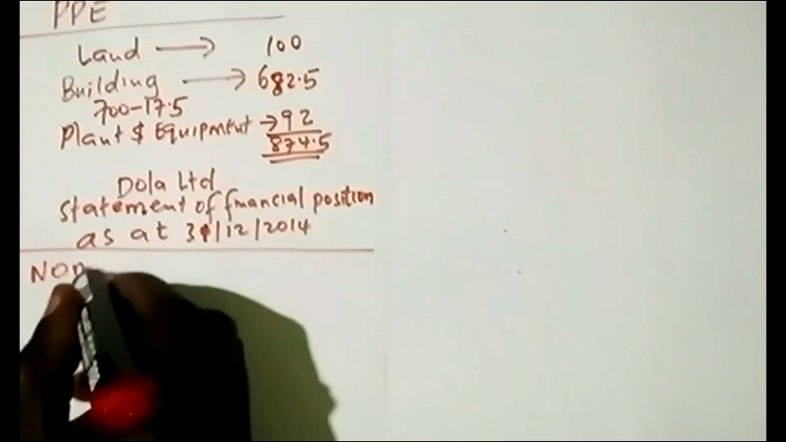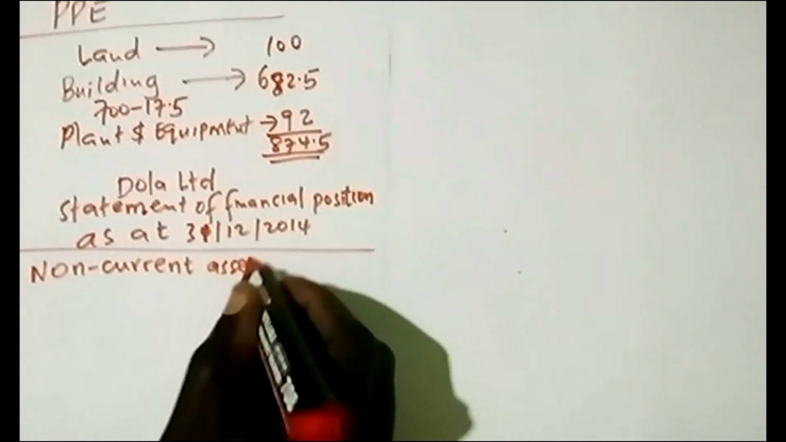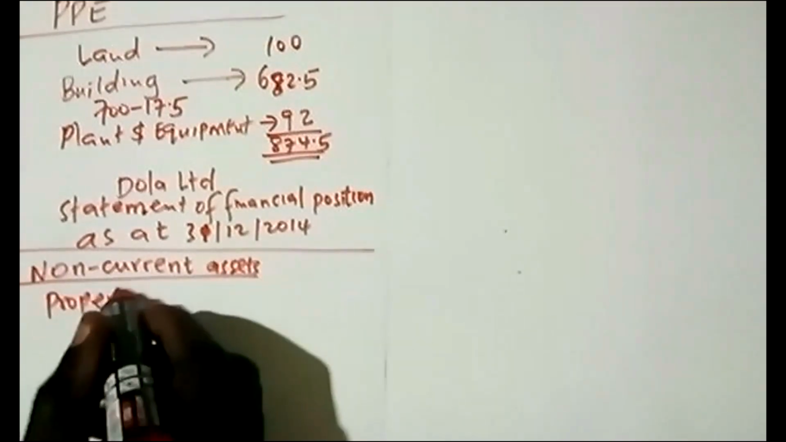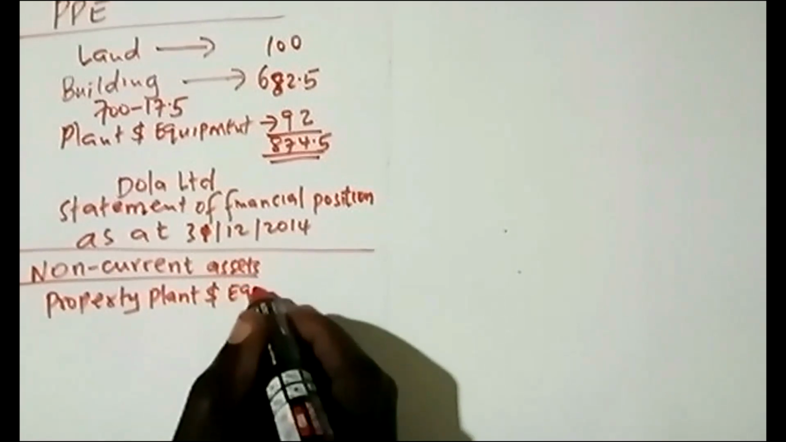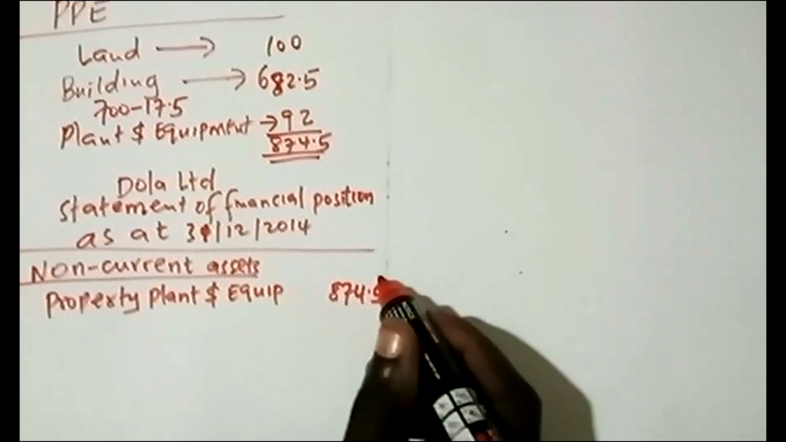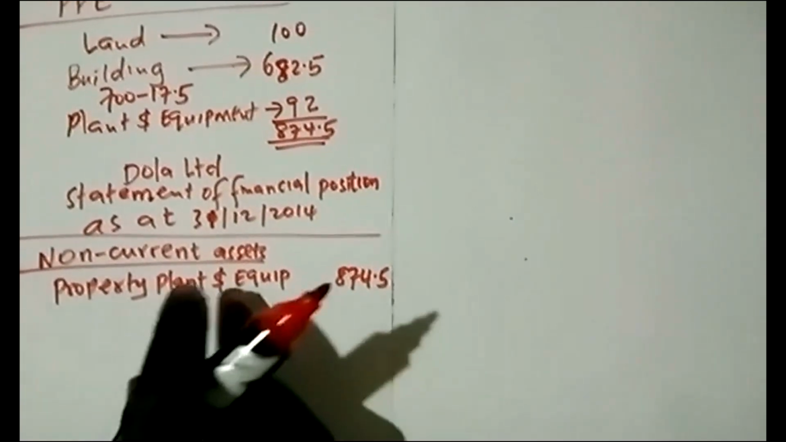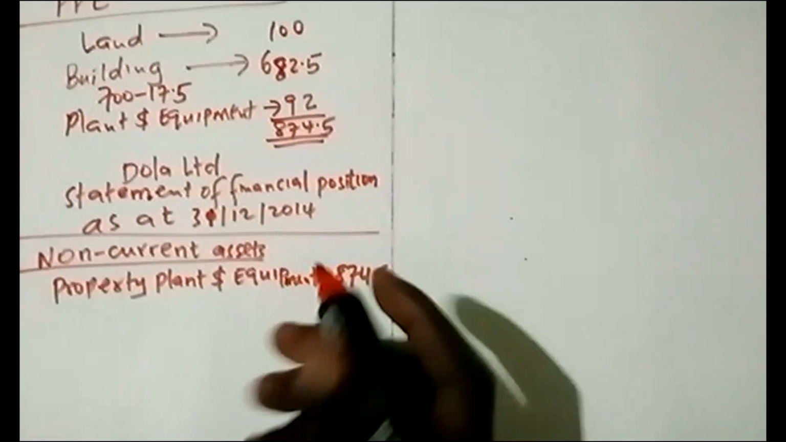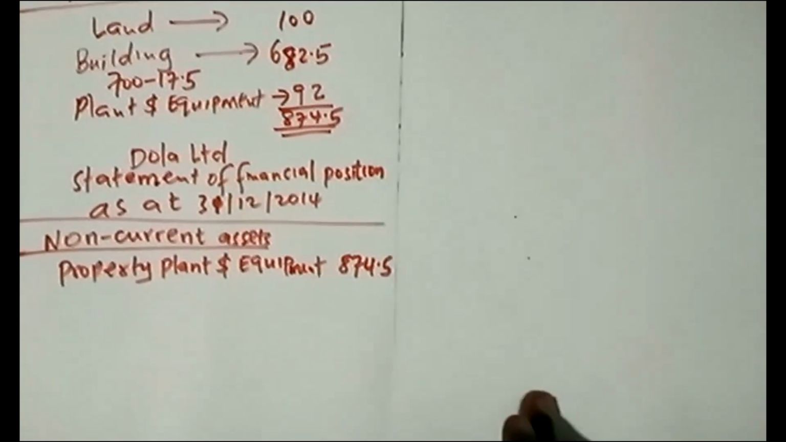So non-current assets. Property, plant, and equipment, 874.5. You are not supposed to show the tangible long-term assets here. What is supposed to be shown here is just property, plant, and equipment. That is according to International Accounting Standard 1, and that is the rule you follow. The intangibles, you can show them.